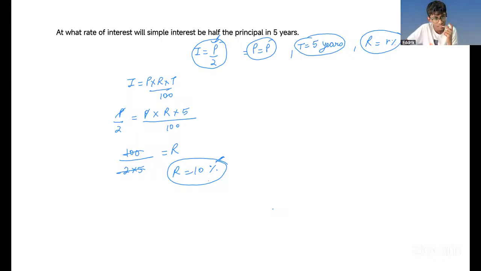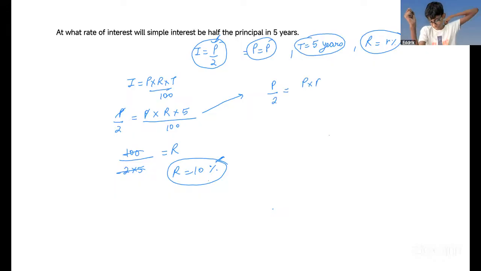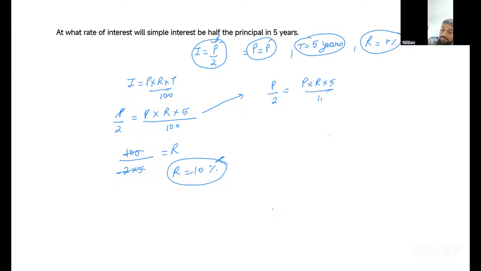Sir, how did you cut P and P over there? Okay, so I'll write this step. Basically, it's pay by 2, no? Yes, I is equal to P into R into 5 upon 100. So what I will do, I will send this 100 to this side, so it becomes 100P. And this 5 in the denominator, 2 into 5, is equal to P into R. Did you understand? Okay, so now it will become 10P is equal to P into R.